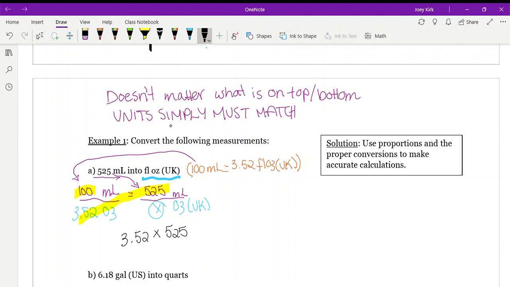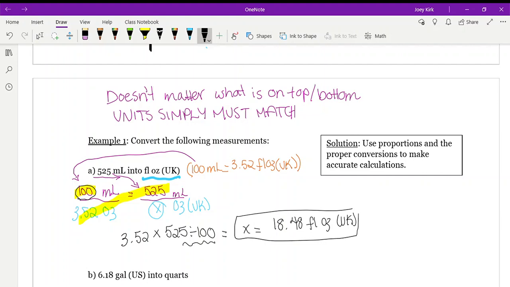Now this is where it's really important. Remember I used to say there was always a divided by 1 or multiplied by 1 at the end, and I said you can just forget about that, but one day it will be important, and today is that day, okay? Because our spare here is actually 100, not a 1. So divided by 100, it's really important that you remember to do that. You plug that into your calculator, and you're going to end up with x equaling 18.48 fluid ounces. Really important that I add UK, okay? So x equals 18.48 fluid ounces.